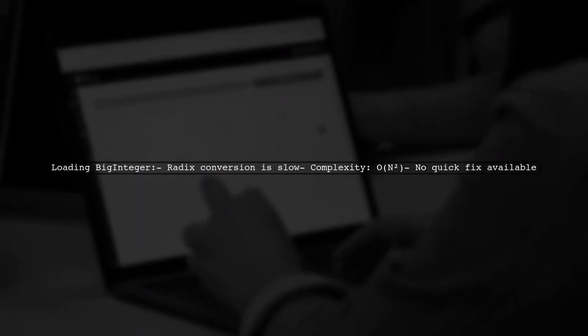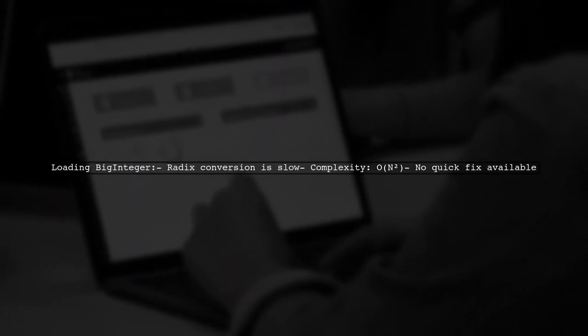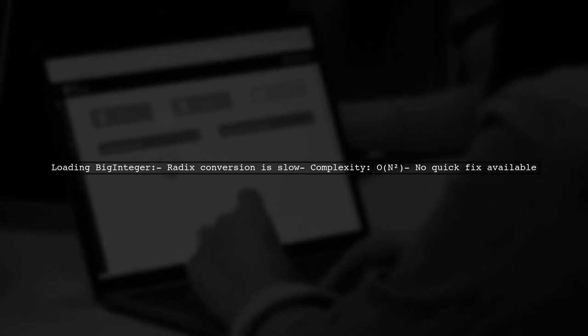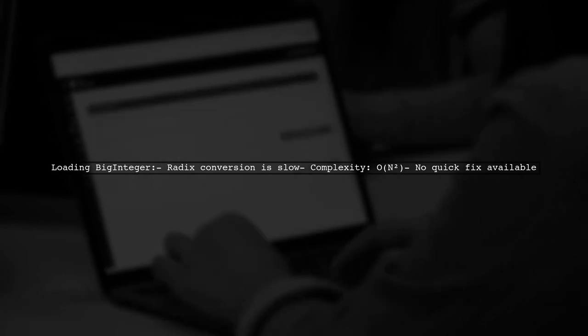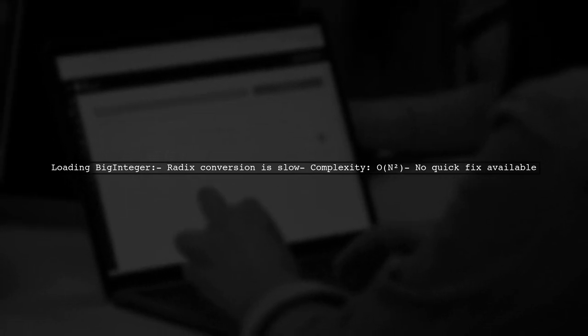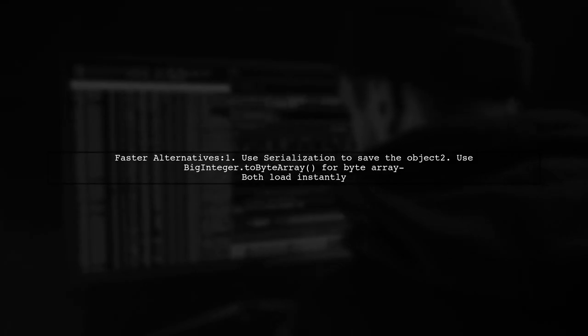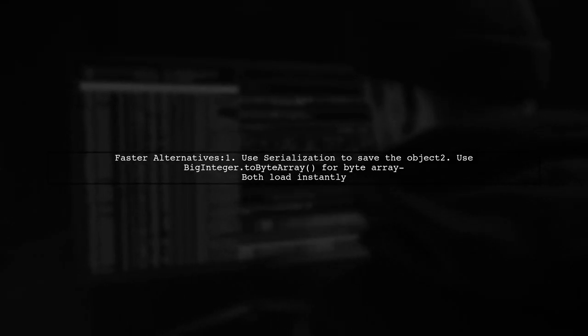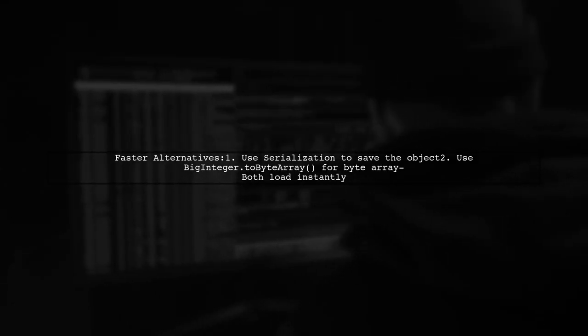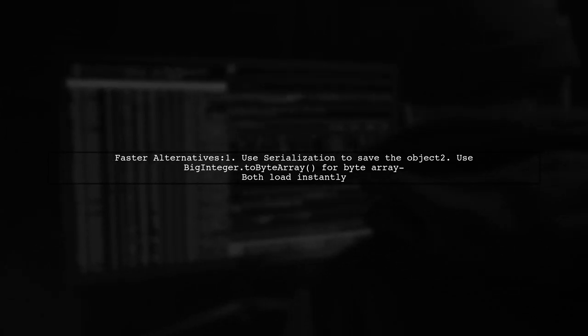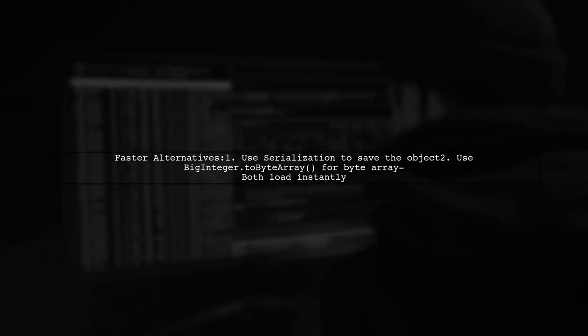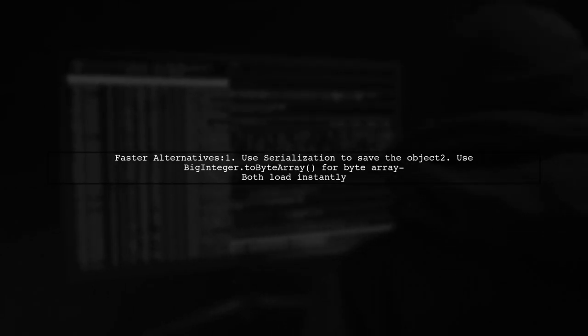Loading a large text file into BigInteger can be slow due to radix conversion, which is O(n) squared. Unfortunately, there's no way to speed that up. A faster alternative is to save the big integer object using serialization or store its byte array with BigInteger.toByteArray. Both methods load almost instantly.